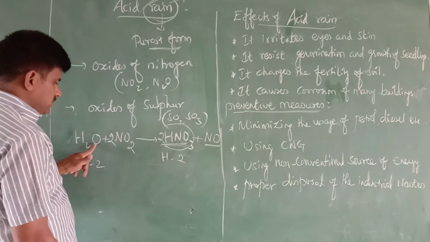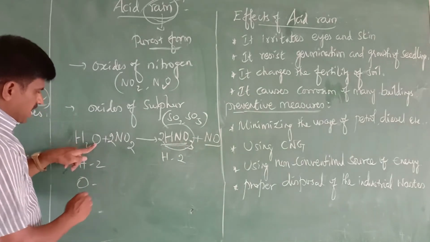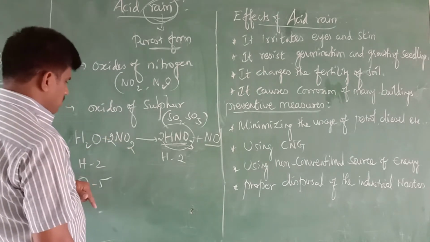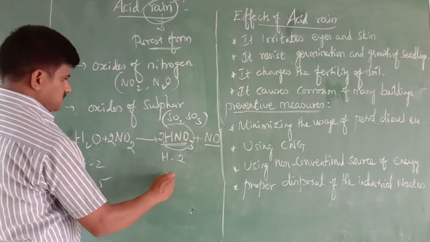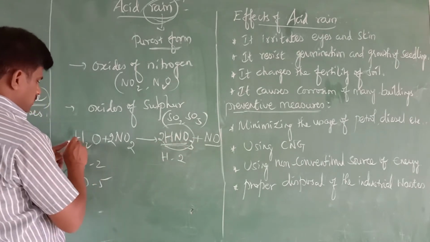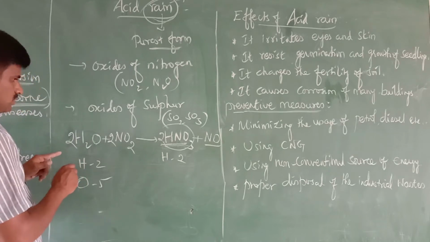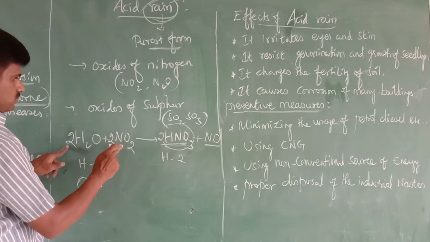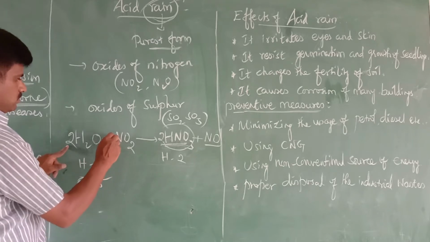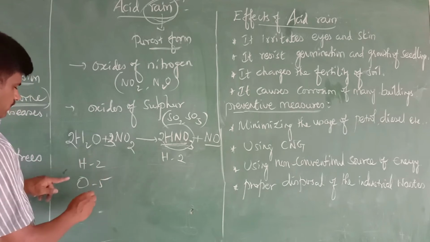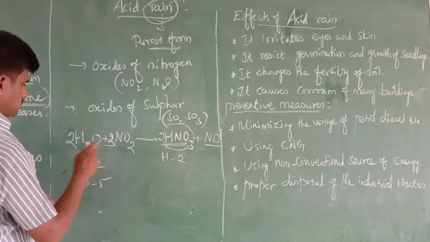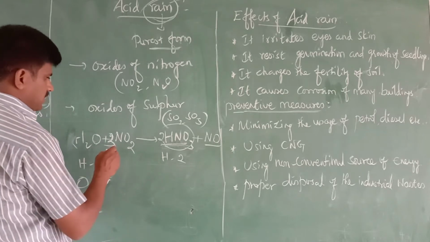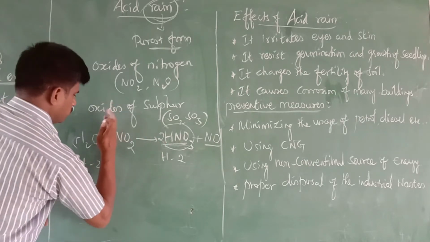Now we go for the oxygen. In the reactant, how many atoms of oxygen are present? 2 2s are 4, 4 plus 1 is 5. Now on this side, 3 NO2: 3 times 2 is 6, 6 plus 1 is 7 oxygen. It is 3 NO2 and 2 moles of nitric acid, not 2 NO2. Now it is balanced.